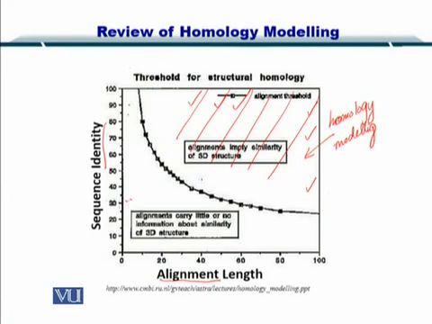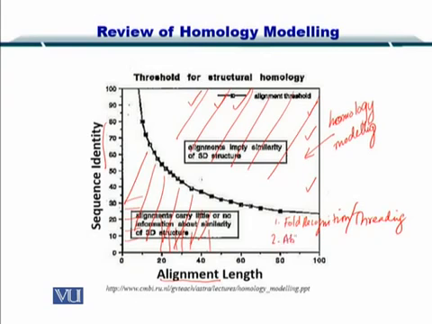However, if the identity was low or the alignment was low, then we had 2 options. One was to go for fold recognition or threading. And the second option was ab initio modeling. By looking at the alignment length and the identity, we need to determine which approach we are going to take from these 2.